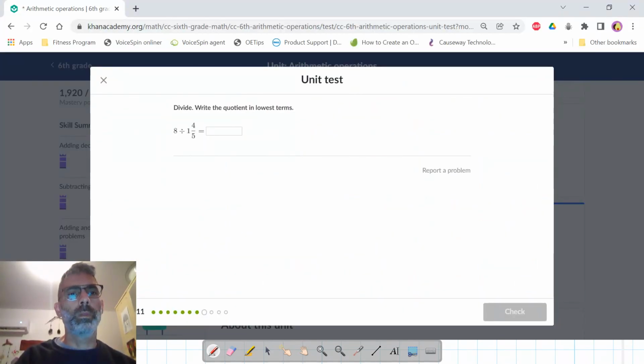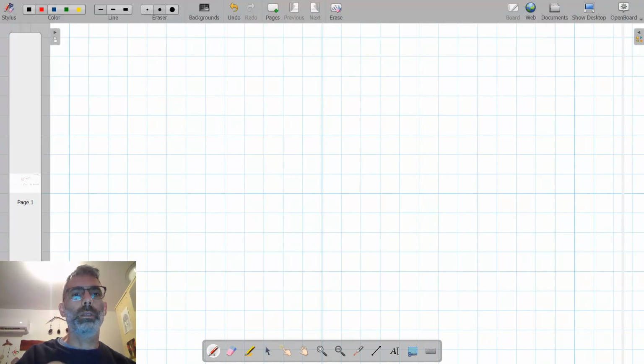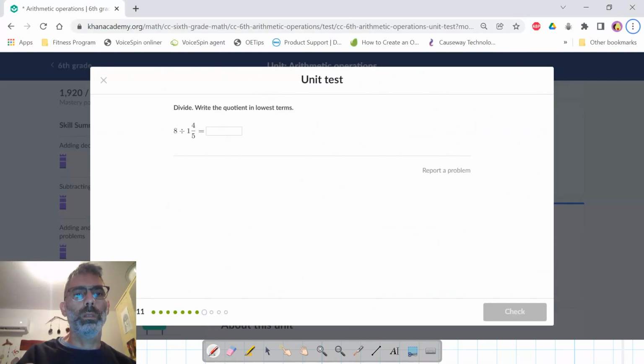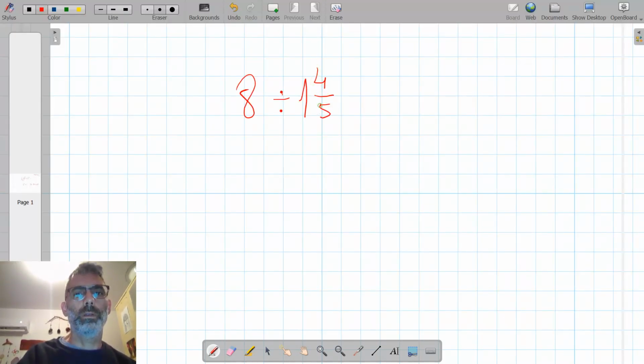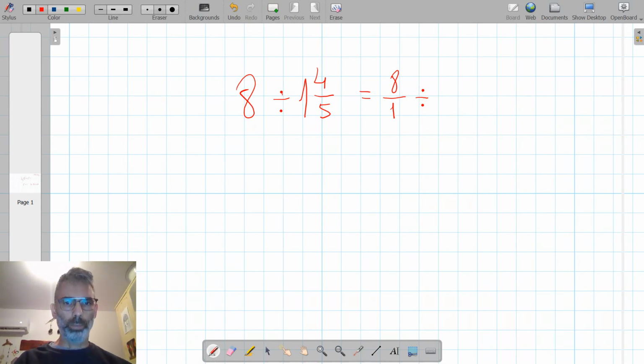Divide. Write the quotient in lowest terms. Okay, 8 divided by 1 and 4/5. This equals 8 over 1 divided by, I turn this divisor into an improper fraction. 5 times 1 is 5, plus 4 is 9 over 5. Then I multiply 8 over 1 by the reciprocal, 5 over 9.